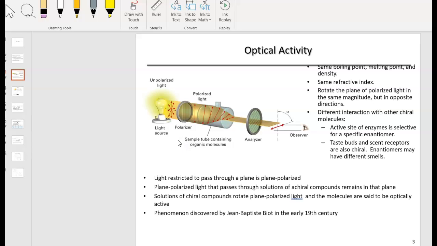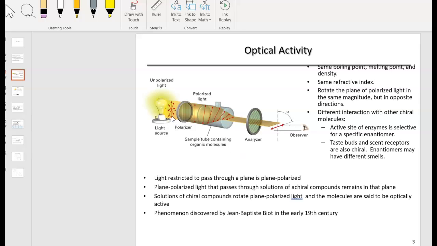In the previous discussion, we talked about enantiomers having similar physical and chemical properties. They have the same boiling point, same melting point, and same density. It makes sense because their properties are actually determined by intermolecular interactions, right? So both enantiomers will have the same intermolecular interaction, so they will behave exactly the same in terms of their physical properties, right? However, they do exhibit different behavior when exposed to what is called plane polarized light.